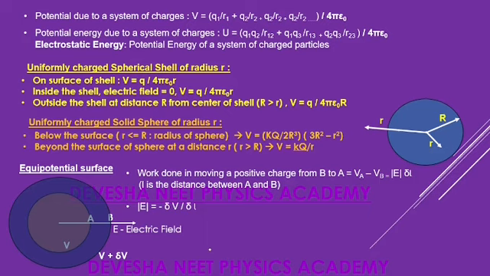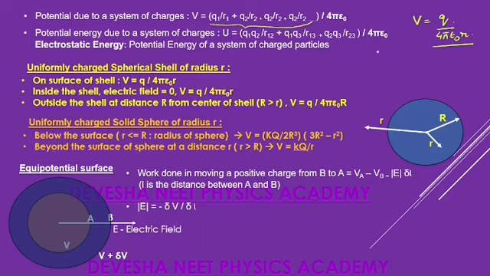Let's go to the next important concept. If there is a system of charges, we saw earlier that the potential is given by Q by 4 pi epsilon 0 into r. Now imagine we are in a system with multiple charges. What will be the potential of the system of charges? Again, it is additive in nature. We just need to add them. Also, the potential energy due to a system of charges is similar.